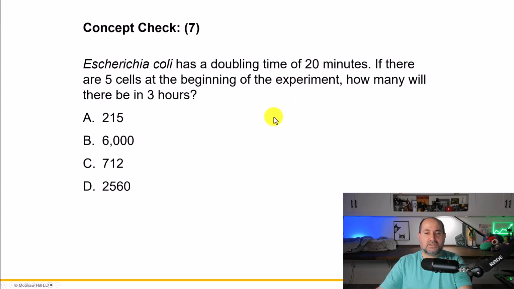The generation time was 20 minutes, right? 20 minutes. But you left it there for 3 hours. So how many blocks of 20 minutes? Let me put it this way. How many 20-minute stretches are in 3 hours? Can you beat Wicket? How many 20-minute stretches are in 3 hours?